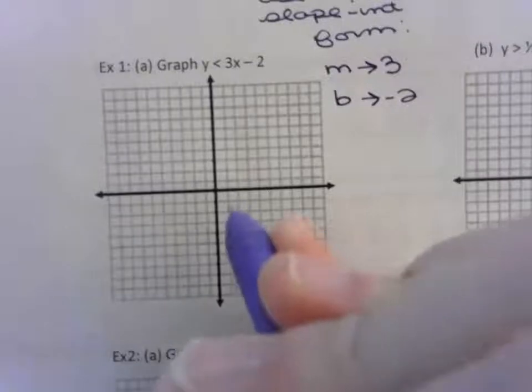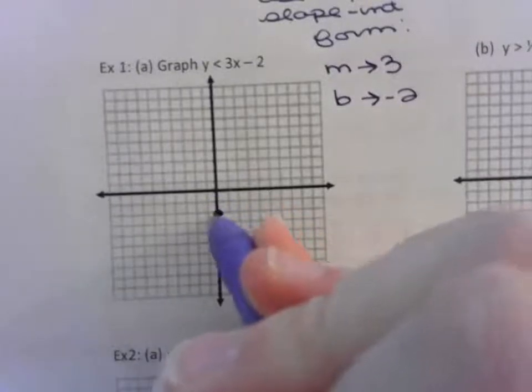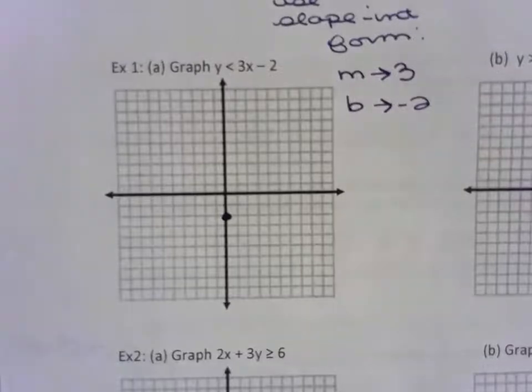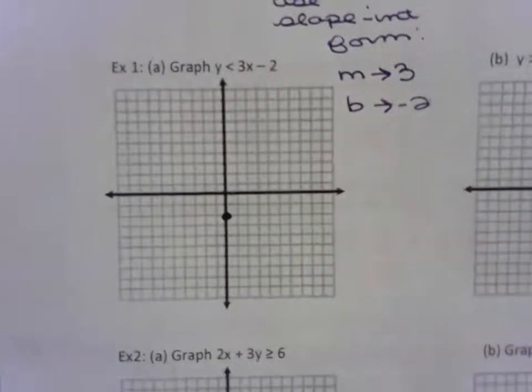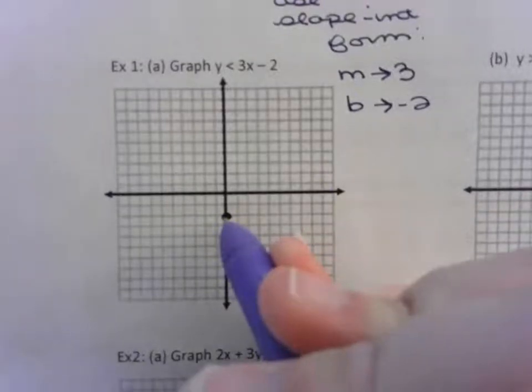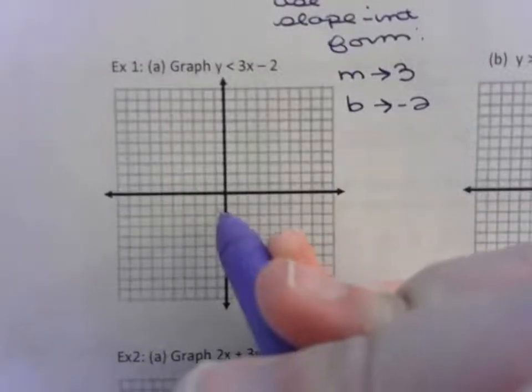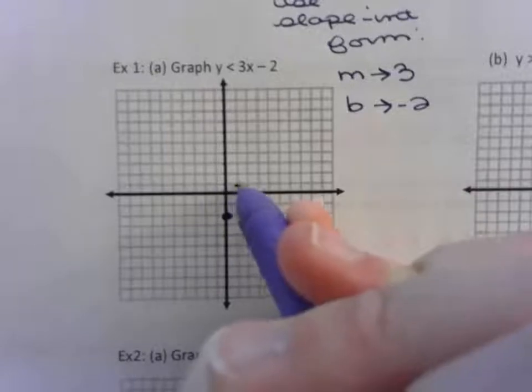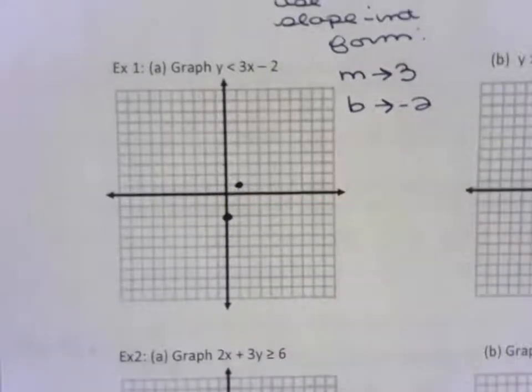What do I graph first? -2. I go on the y-axis, -2. This is exactly the same. I graph the y-intercept first, -2, and then I graph the slope, which is what? 3. 3 over 1. So I go up 3, right 1. So up 3, right 1.